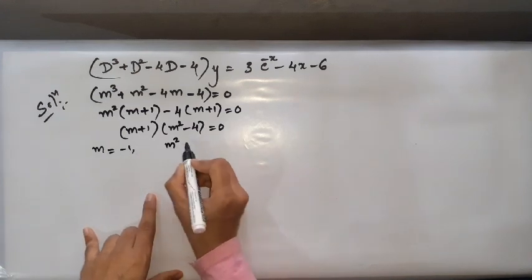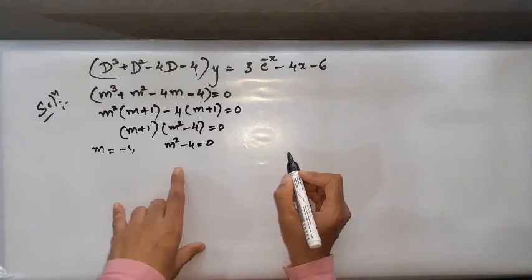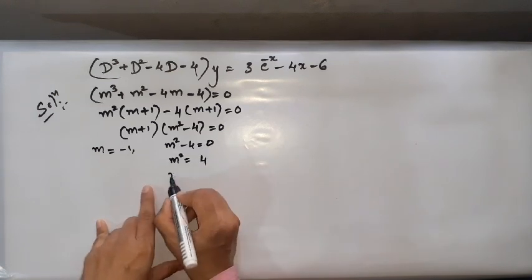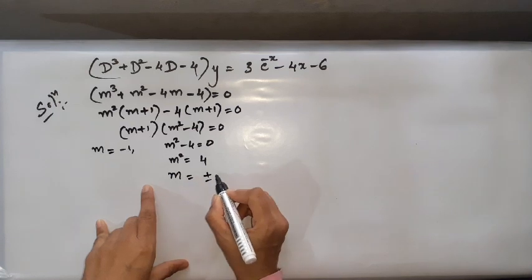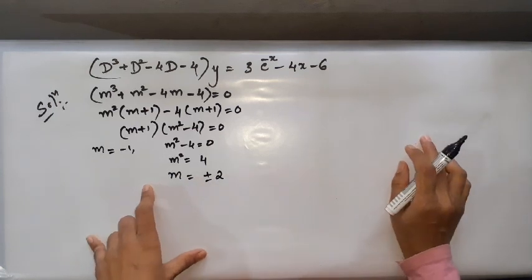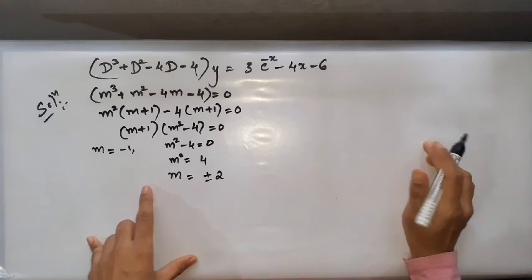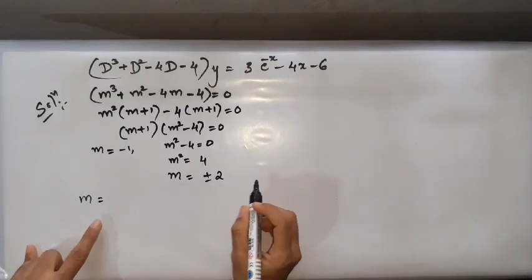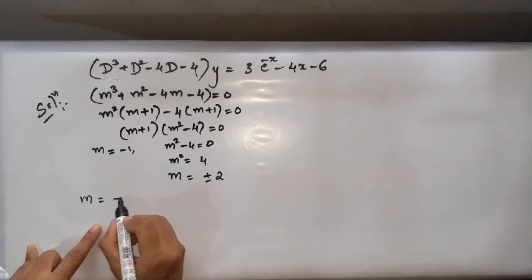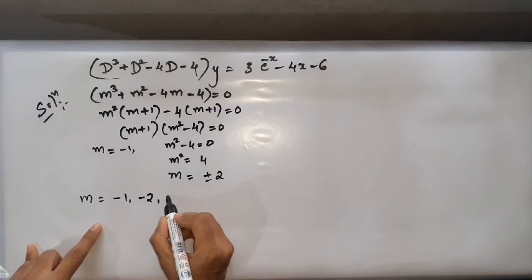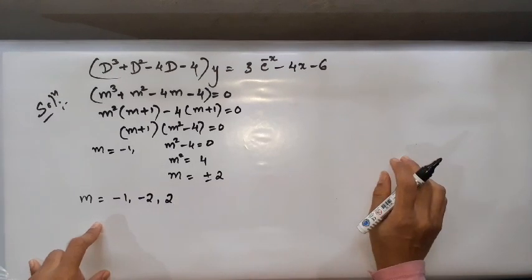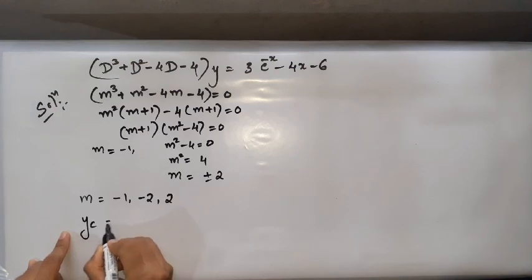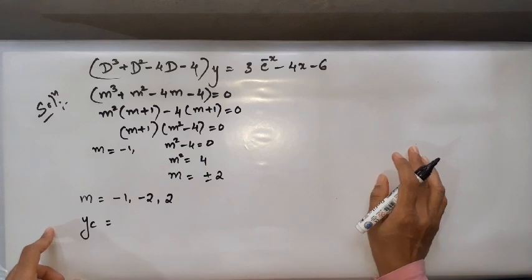From the second bracket you have m square minus 4 equals 0, or you can write m square equals 4, or m equals plus or minus 2. Okay. So let us write, collecting all the roots, m takes the values minus 1, minus 2 and 2. Okay. Now let us move on to yc, the complementary function of this problem.